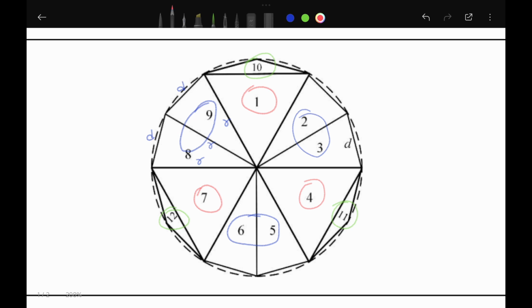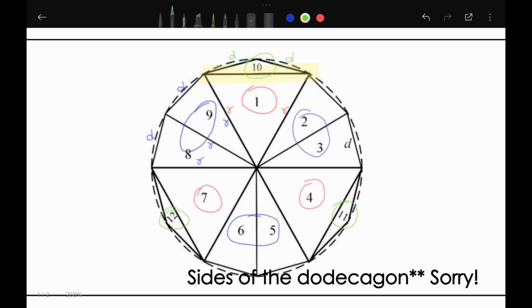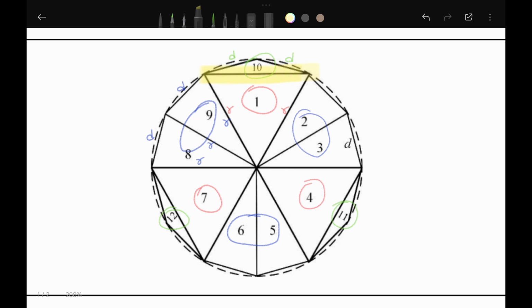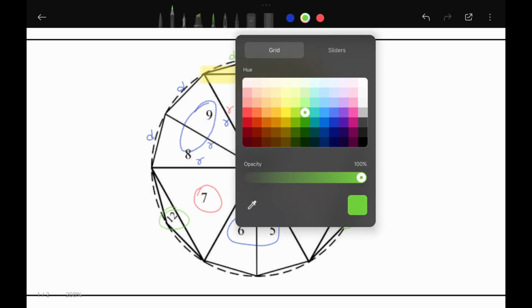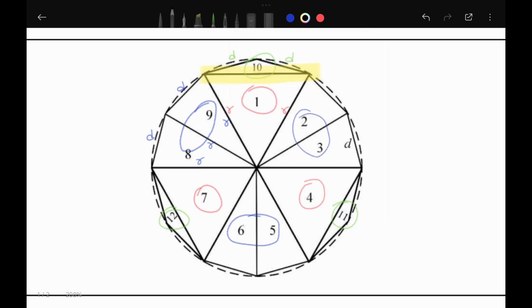Now if we see the red type of triangles, similarly again this is R, this is R, but we don't know what this side is, right? Because if we even look at triangle number 10 or the green triangles, these two sides we know as D because they are the sides of the dodecagon, but again we don't know what this side is, right? So in order to figure that out, you have to use the property of the regular dodecagon.